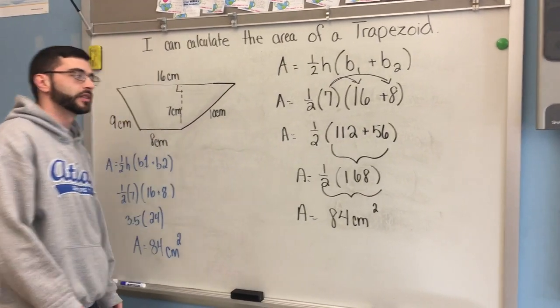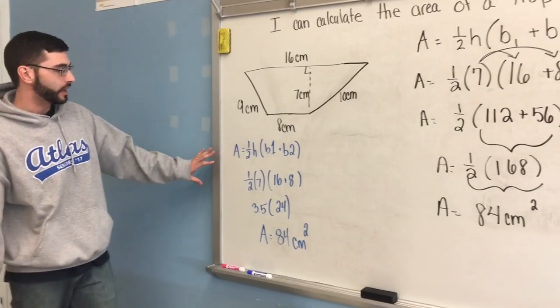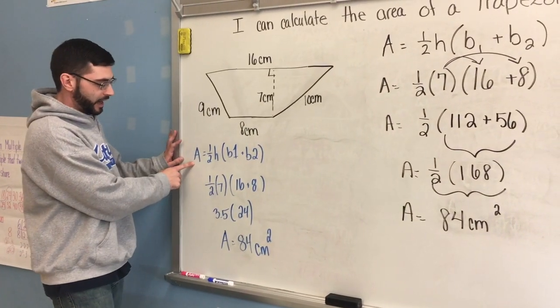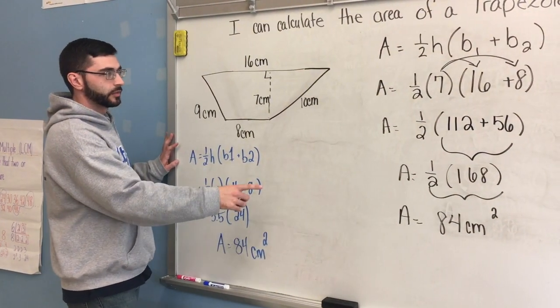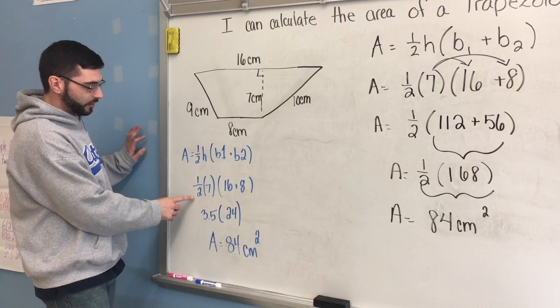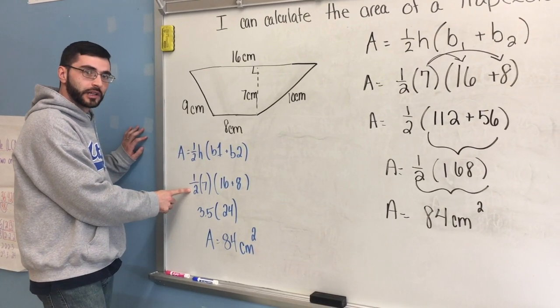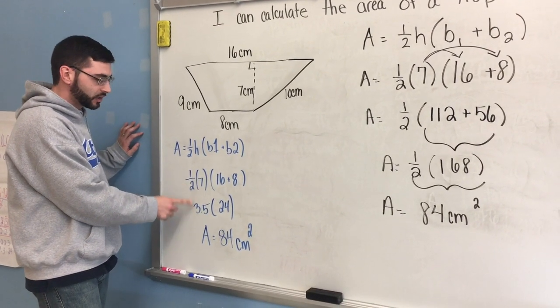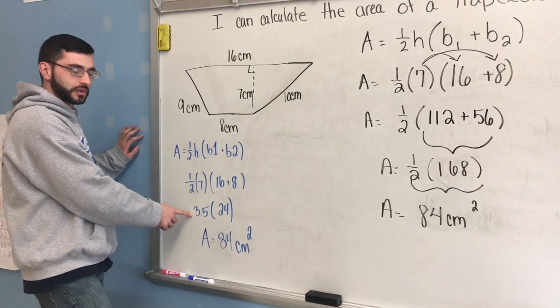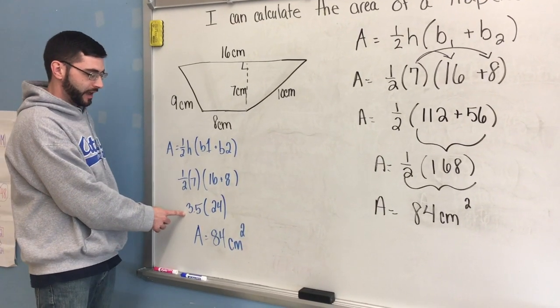But like we mentioned before, there's more than one way to do it, and this is how I did it. So I wrote my formula out, I substituted just like Miss Gilberto, same numbers. However, I started by splitting my 7 in half. And I wanted to do this to show you that we can get decimals. Once you split 7 in half, it gave me 3.5.